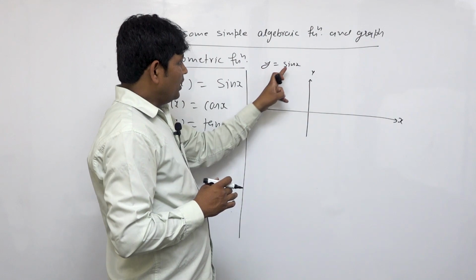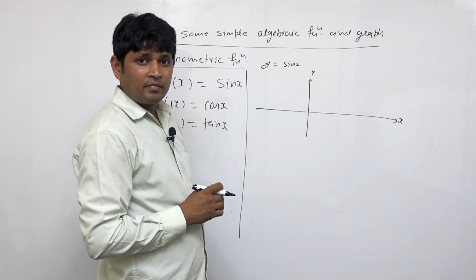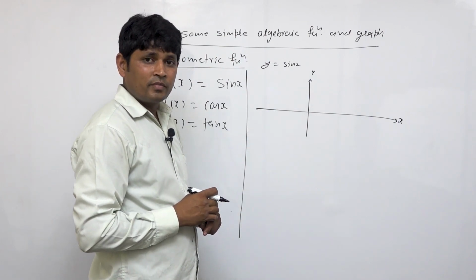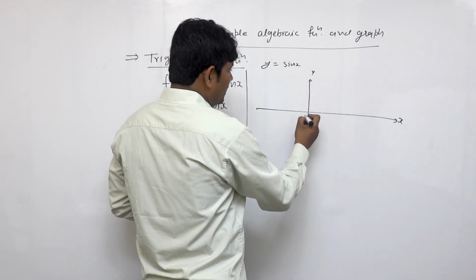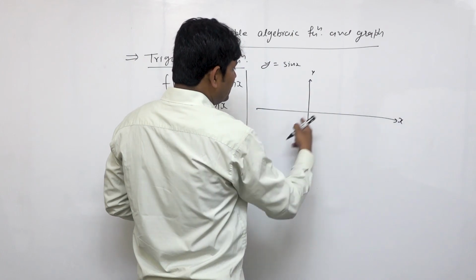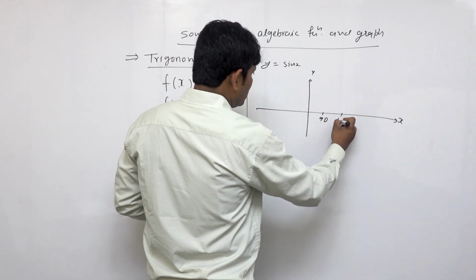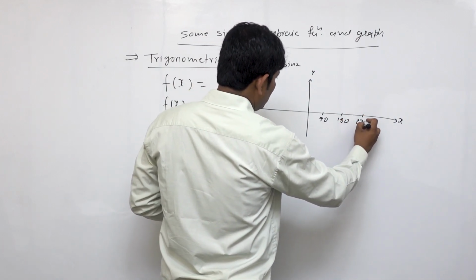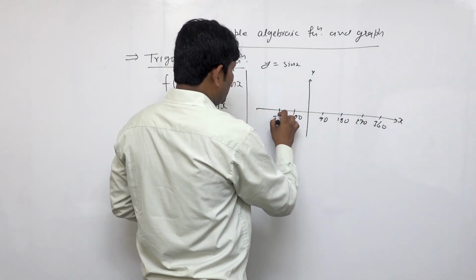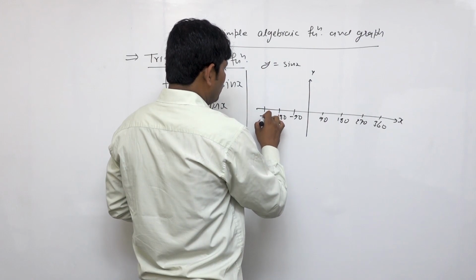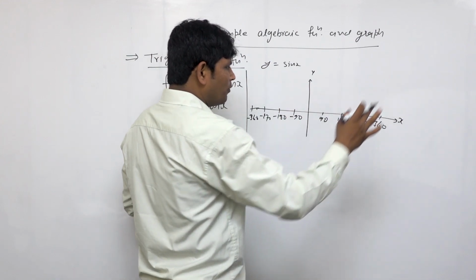Now what is the maximum value of sin x? The maximum value of sin x is 1, and the minimum value is -1. So its amplitude ranges from 1 to -1. I will divide this 360 degrees in intervals of 90: 0, 90, 180, 270, 360, and -90, -180, -270, -360. I will draw only up to there, but the graph will go up to infinity.